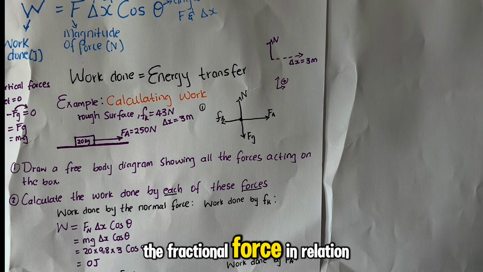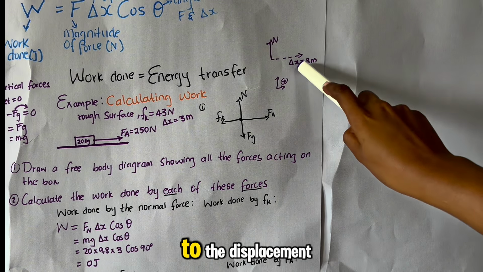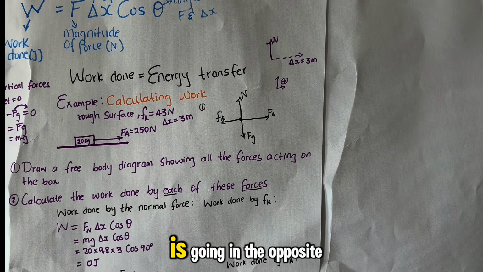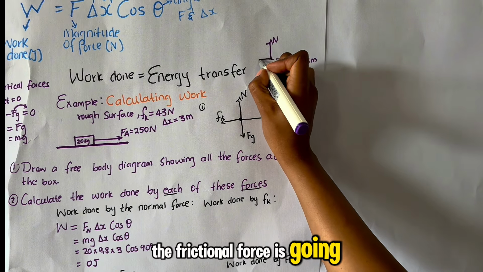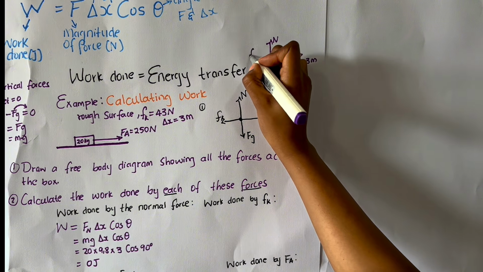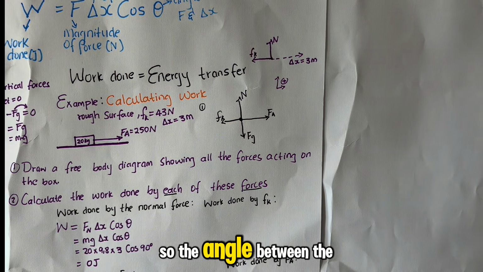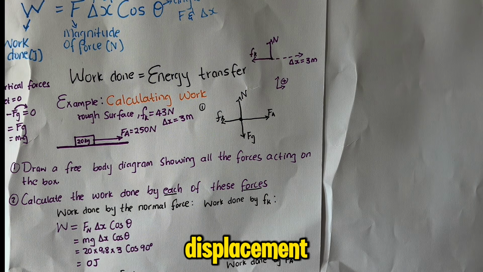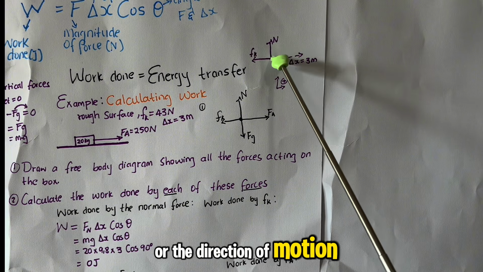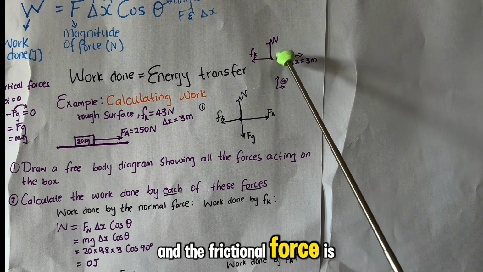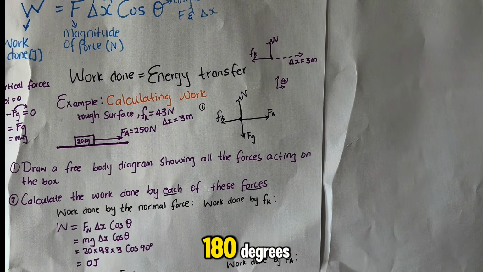The frictional force in relation to the displacement is going in the opposite direction. So the frictional force is going this way. So the angle between the displacement, or the direction of motion, and the frictional force is 180 degrees.